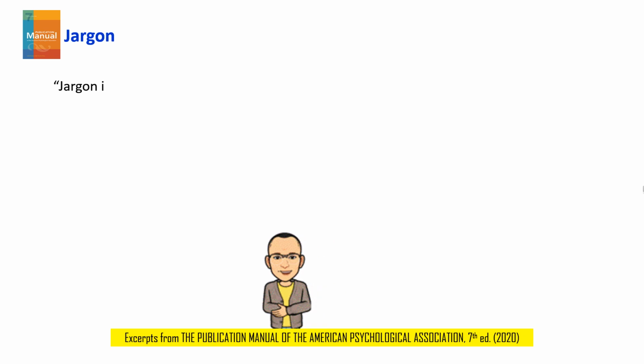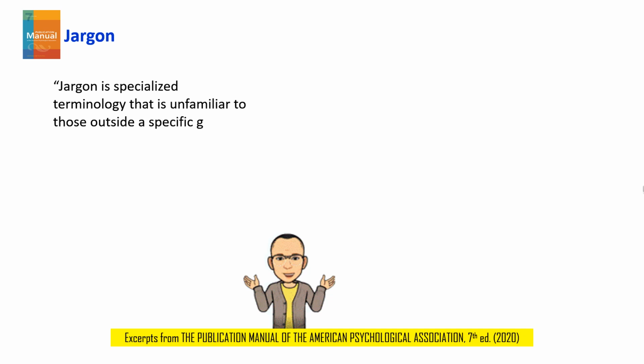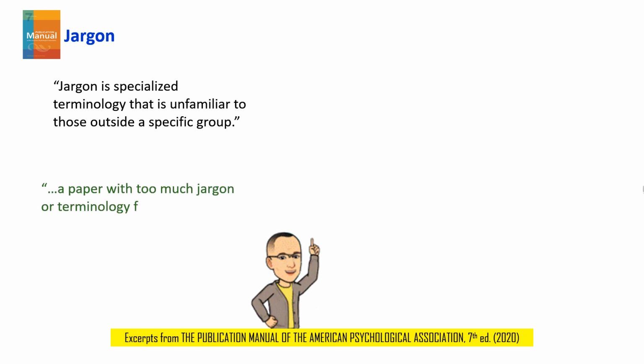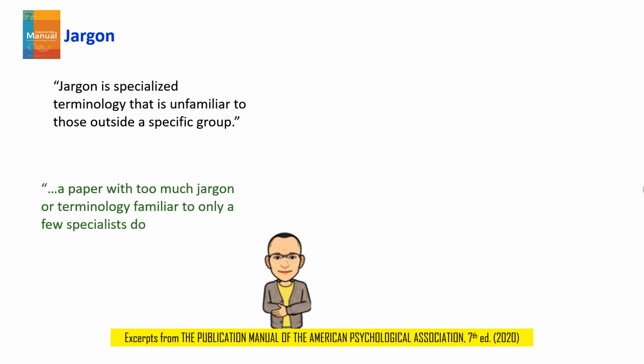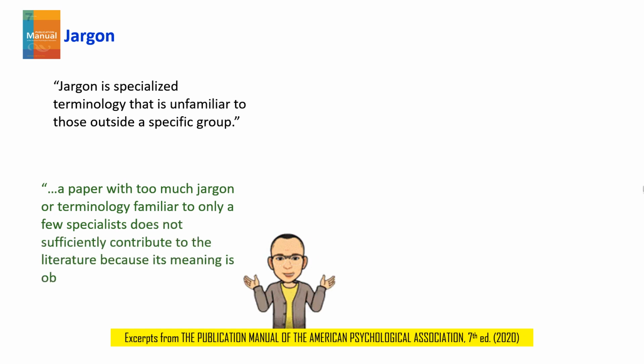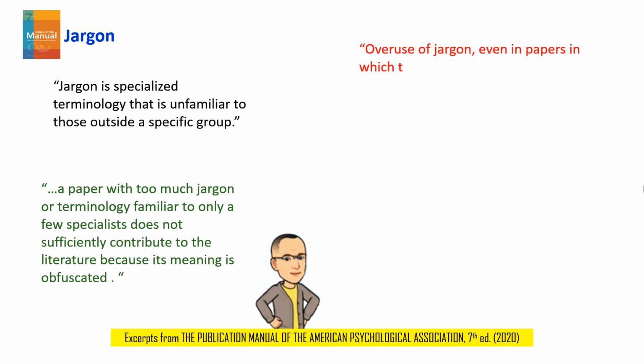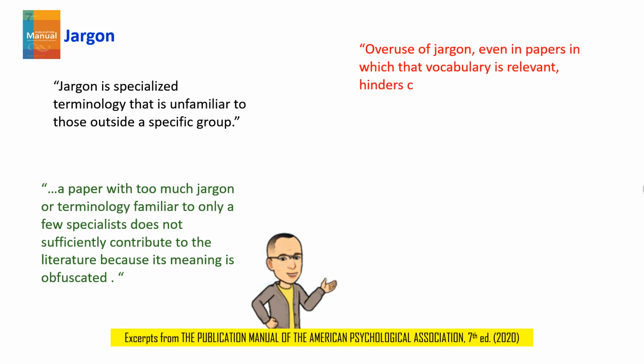Jargon. Jargon is specialized terminology that is unfamiliar to those outside a specific group, often serving as a form of insider language used to communicate efficiently within the community, according to APA 2020. The same manual adds that a paper with too much jargon, or terminology familiar to only a few specialists, does not sufficiently contribute to the literature, because its meaning is obfuscated. It further explains that the overuse of jargon, even in papers in which that vocabulary is relevant, hinders comprehension.